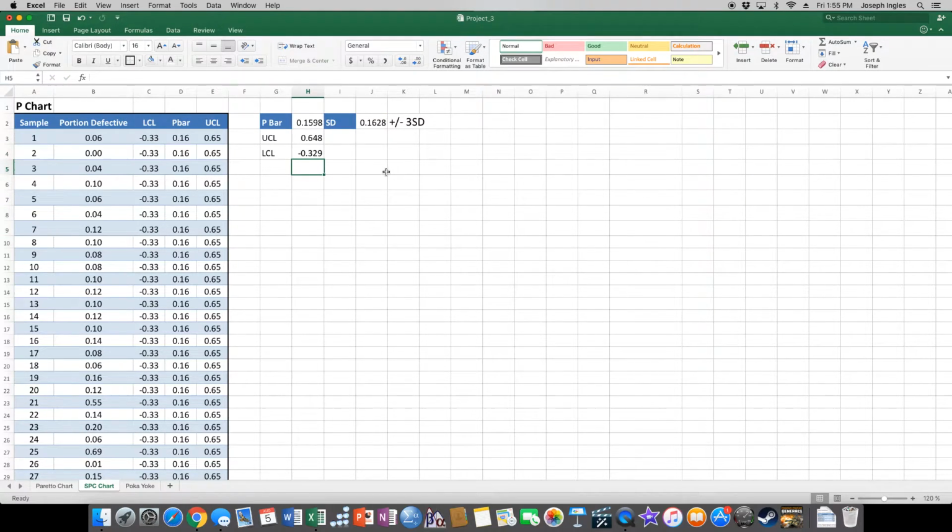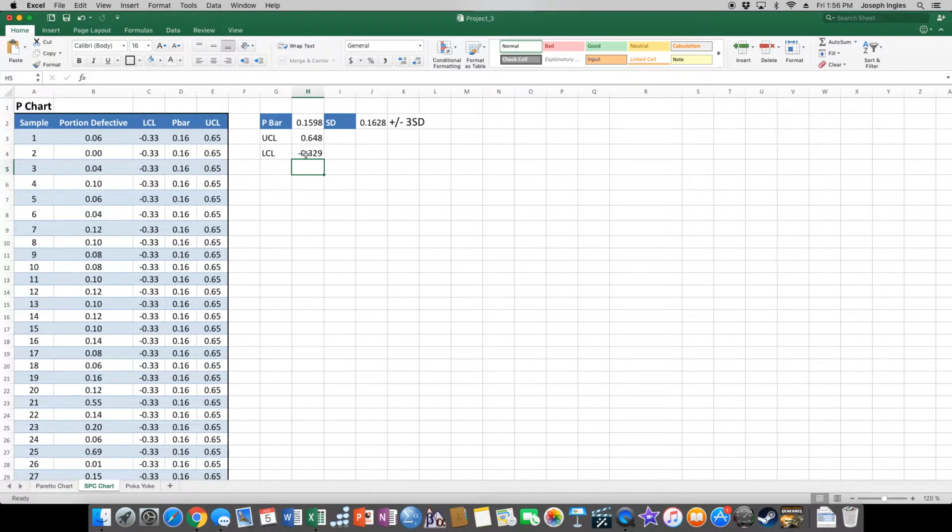Now, interesting thing about a P-chart is that it's not possible for you to have a negative LCL. You think about this for just a moment. If you look at day 2, we're saying that the portion defective, in other words, the number of parts that is defective, is 0%. How are we going to come over here and say the lower control limit of that is negative 33%? Well, that's just not possible.